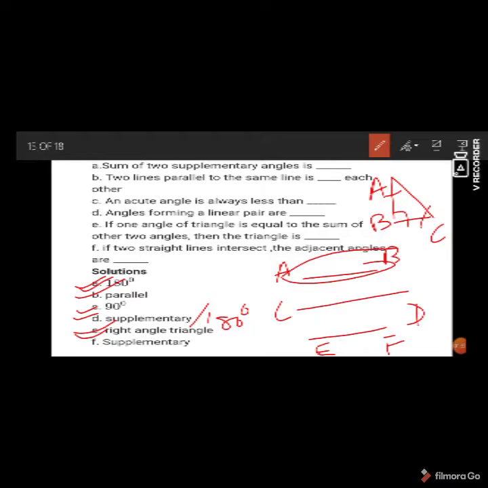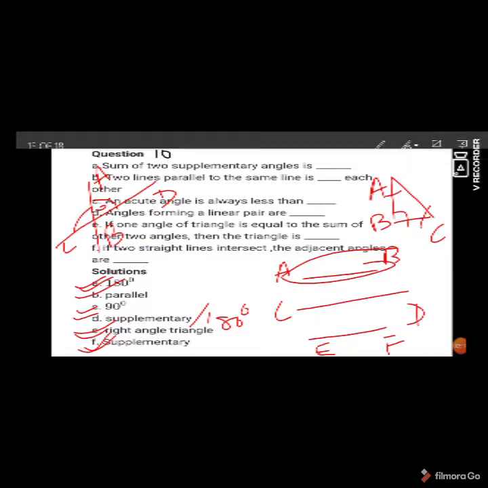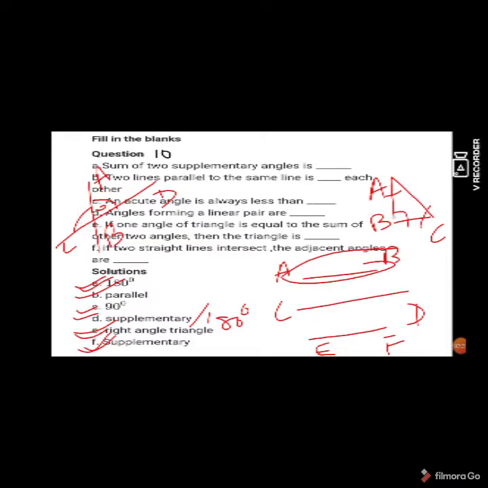If two straight lines intersect, the adjacent angles are, if these are the two straight lines AB and CD, they intersect, then the angles AOB, AOC and AOD together will give you 180 degree, that is supplementary angles. So this was our fill in the blanks.